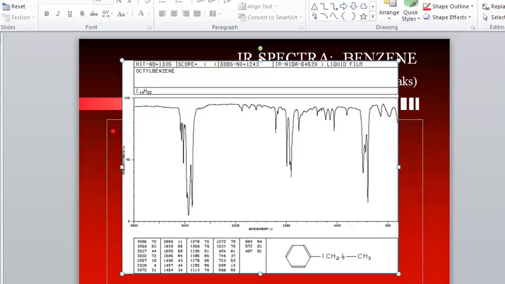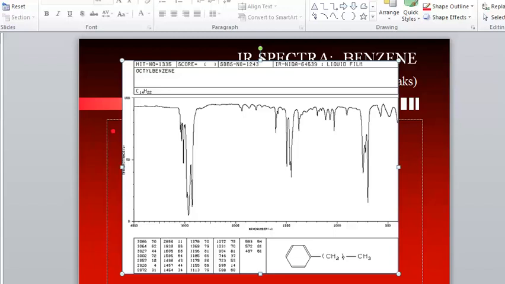Here's another one. This is octyl benzene. 3,000 peak, immediately to the left, I see that spike. That is the presence of a double bond. I can see that much easier because this is very dominant in the infrared.